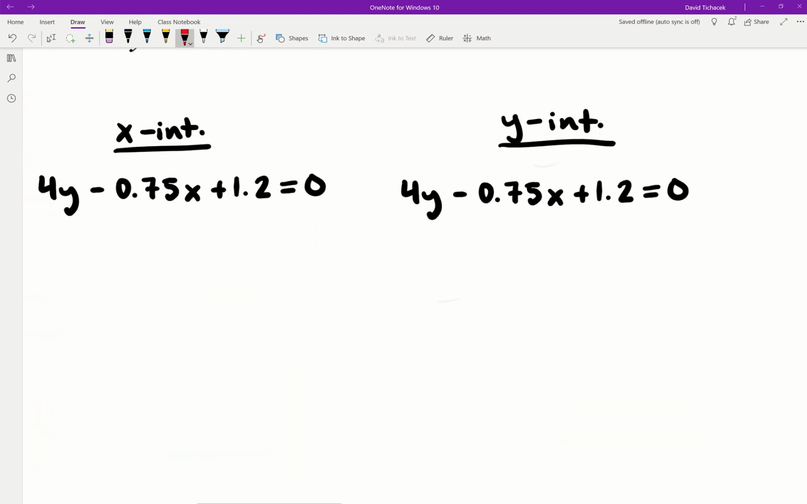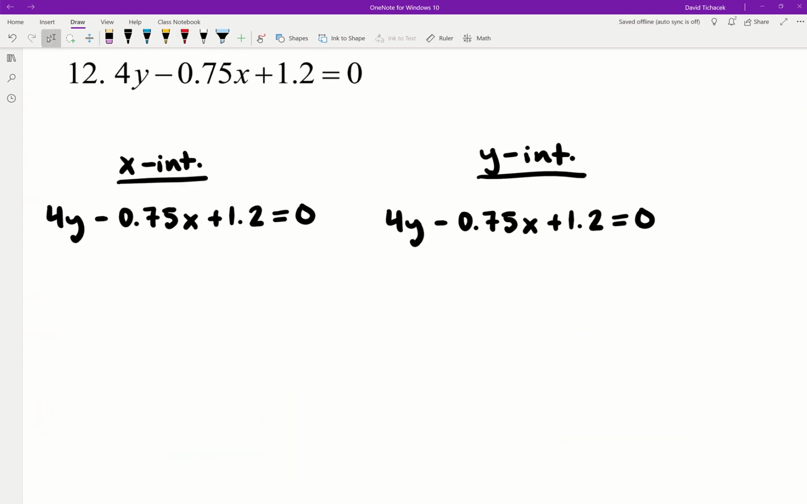In the case of this last one, I got this equation here. It looks like I got some decimal values in it, but it doesn't mean that anything changes. If I'm trying to find my x-intercept, I'm going to go ahead and plug in 0 for y, which means that my y term disappears. And if I am trying to find my y-intercept, that means I'm going to go ahead and plug in 0 for x, and that means that my x term is going to disappear on me.